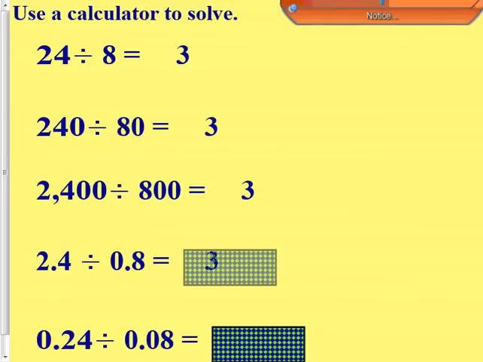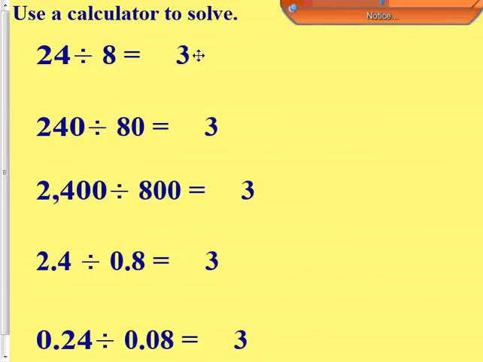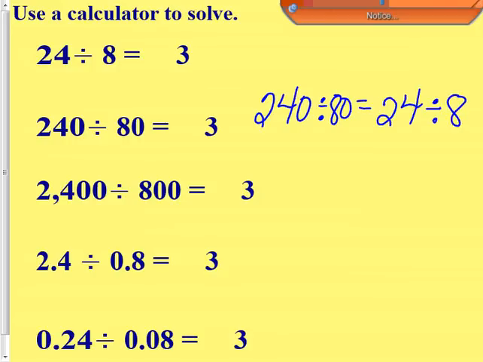All right, now that you've done that, you've hopefully noticed that each of these has an answer of 3. And there's a reason for that. They all have the same answer because they are all essentially the same problem. Let me show you what I mean by that. We know that 240 divided by 80 is equal to 3, and so is 24 divided by 8, so that means those two problems must be equal to each other. When you look at this, the trick is really to look at the decimals in the problem, and if you'll notice, if I move both decimals to the left, I end up with the problem 24 divided by 8.